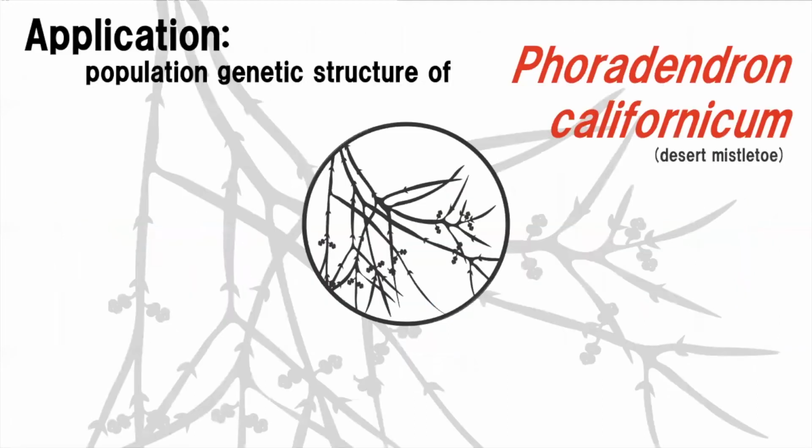So now I will apply the BEDASSLE method for understanding population genetic structure to Phoradendron californicum. I'm going to go into a lot more depth on the ecology and our background knowledge for this system, both because I think it's really interesting and because it is the system that I have worked on empirically.